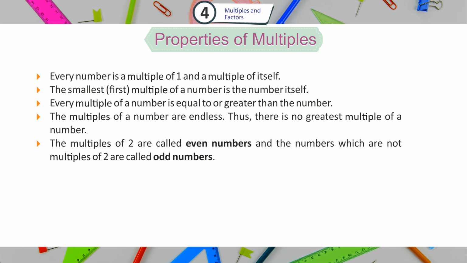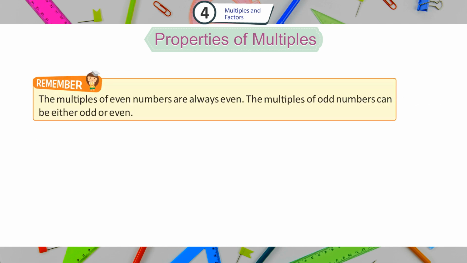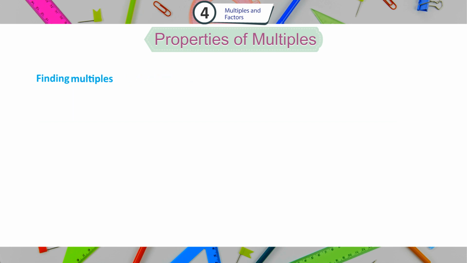The multiples of 2 are called even numbers, and the numbers which are not multiples of 2 are called odd numbers. Remember, the multiples of even numbers are always even. The multiples of odd numbers can be either odd or even. Finding multiples. To find the multiples of a number, multiply it by 1, 2, 3, 4, and so on.